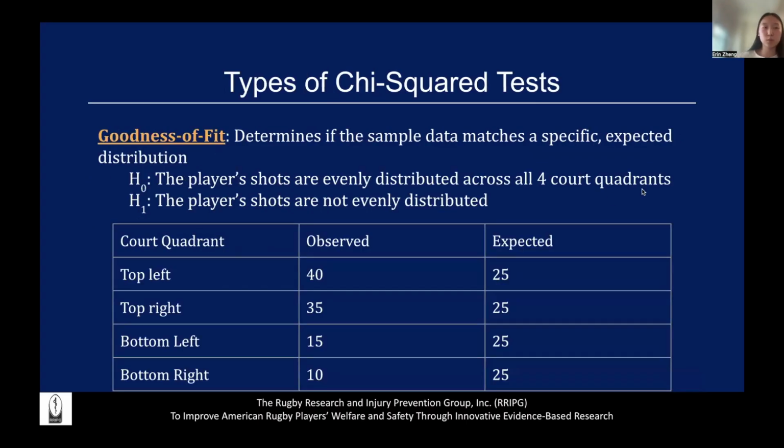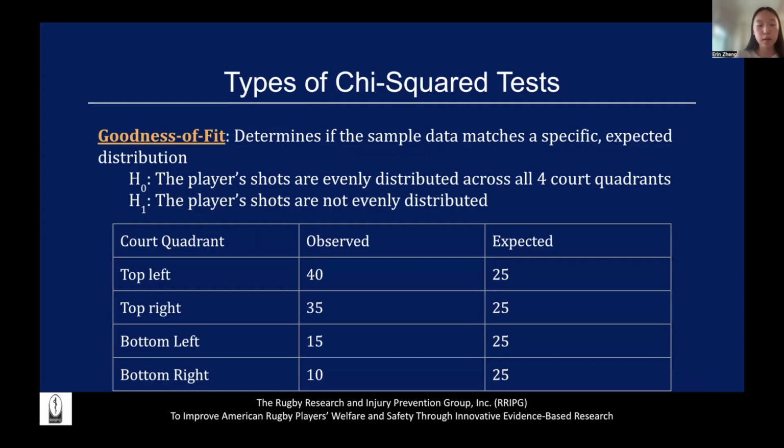And there are also two types of chi-square tests. So first you have the goodness of fit test, which determines if the sample data matches a specific expected distribution. So here's an example of a player shooting 100 shots on a basketball court. So you have the null hypothesis, which is the player's shots are evenly distributed across all four quadrants. And then you have the alternative hypothesis, which is the player's shots are not actually evenly distributed.